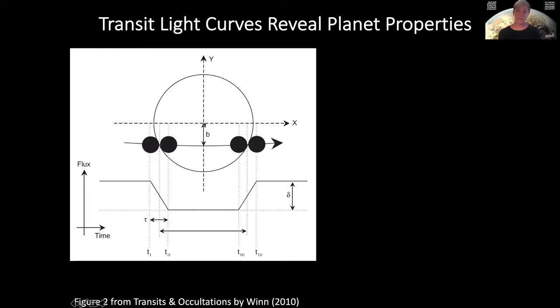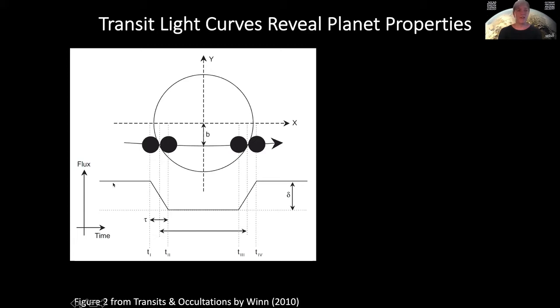The distance between where the planet crosses the star and the center of the star is known as the impact parameter, b. If you have a small impact parameter, that means the planet is crossing near the middle of the star, which means the transit will take a longer period of time. If you have a large impact parameter, that means the planet is transiting near the edge of the star, and the transit will take a short period of time because you're only just grazing the disk of the star.